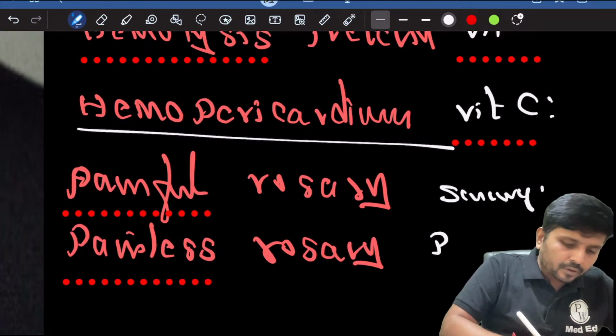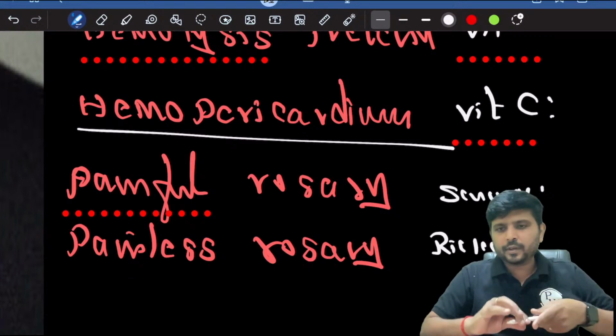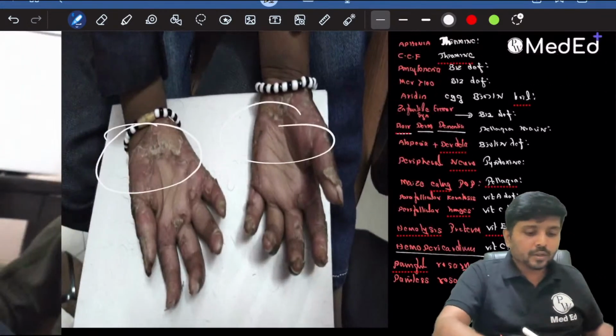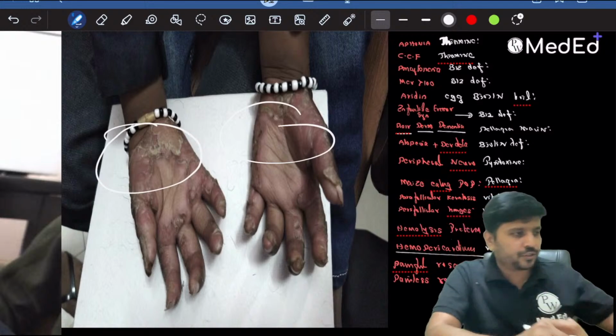Painless rosary, rickets. Occurs in rickets. These are all some of the small tidbits, one-liners I want to share with my kids.